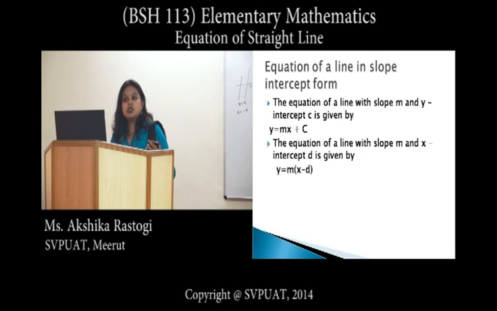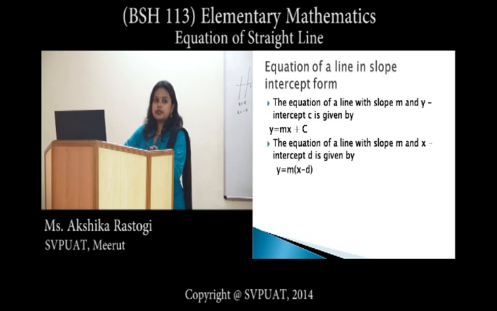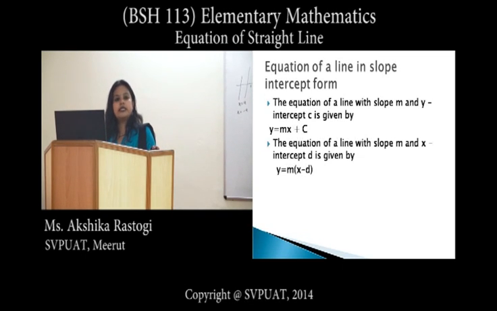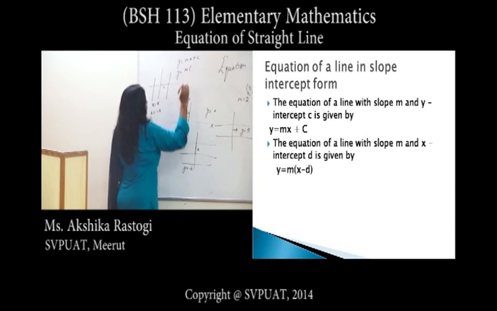The second condition is the equation of a line with slope m and x-intercept b given. A line can intercept on the x-axis, on the y-axis, or on both axes. Clear? It can intercept on any axis or on both axes. So here we have two conditions. Firstly, the line intercepts the y-axis only, or the line intercepts the x-axis only. So if it is intercepting on the x-axis, the equation will be y equals m.